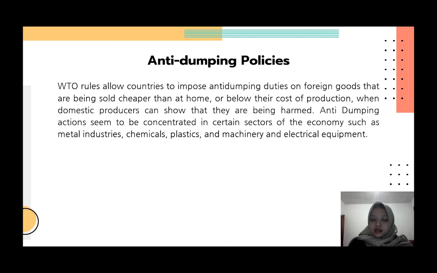Anti-dumping policies. World Trade Organization rules allow countries to impose anti-dumping duties on foreign goods that are being sold cheaper than at home or below their cost of production, when domestic producers can show that they are being harmed. Anti-dumping actions seem to be concentrated in certain sectors of the economy such as metal industries, chemicals, plastics, and machinery and electrical equipment.